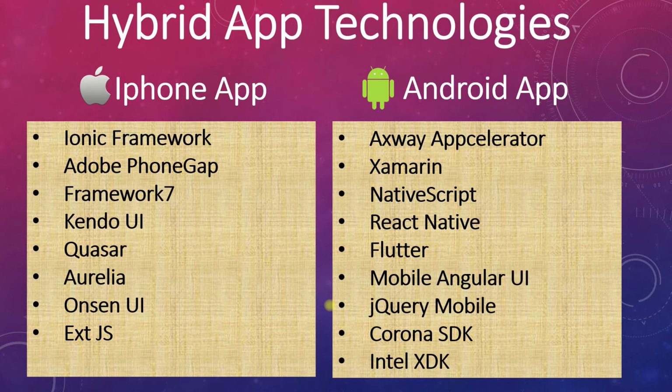After this, another one is Onsen UI, which has quickly grown in adoption since 2013. The best feature of Onsen UI is that the look and feel is really very neat and nice. You will not be able to differentiate whether it is a native app or a hybrid app. The look and feel is very nice.